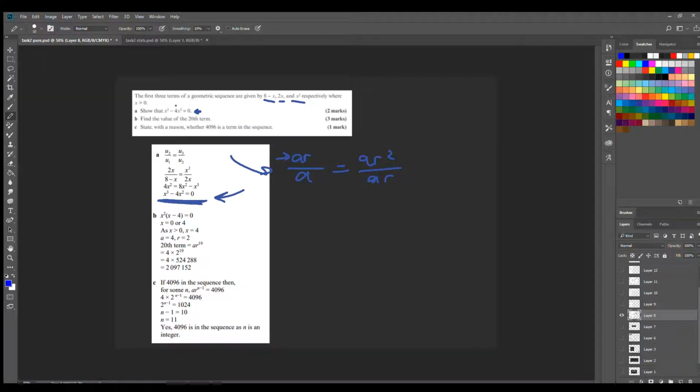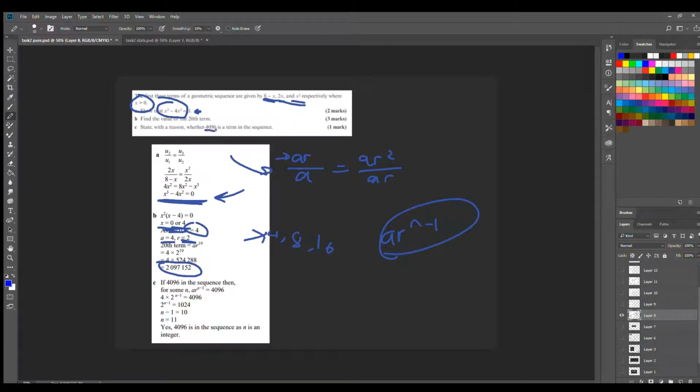For question B, you solve for x using this formula, so you get x equals 0 or 4. And then knowing that x is larger than 0, it cannot be 0, so it has to be 4. You sub in the x into the sequence you have, and it gives you 4, 8, and 16. From this, you know the first term is a, which is 4, and the common ratio is 2. And because ar to the n minus 1 is the formula to find the nth term, you sub in the a, r, and n, you can find the value.